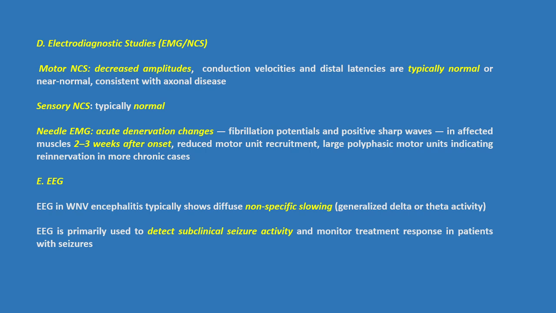Electrodiagnostic studies, as indicated earlier, show abnormalities in the motor nerves, which are suggestive of a motor axonopathy/neuronopathy with decreased amplitudes and ongoing denervation, while sensory studies are normal. EEG changes are nonspecific and consist mostly of generalized slowing. However, EEG is often used to detect subclinical seizures in patients with encephalitis.